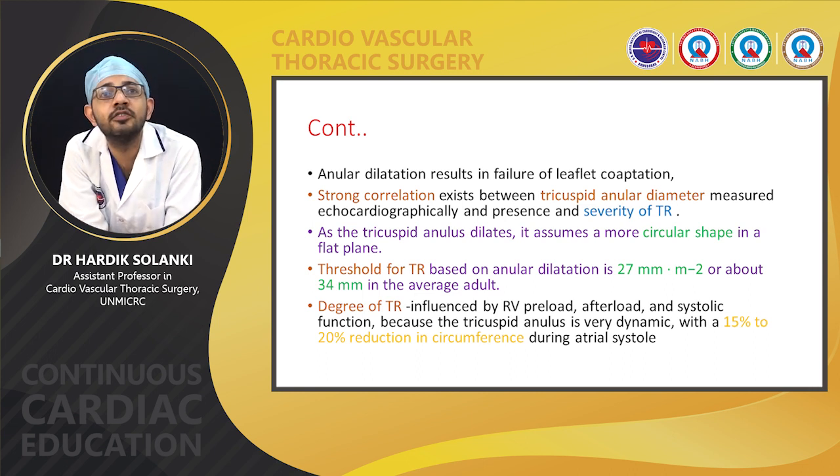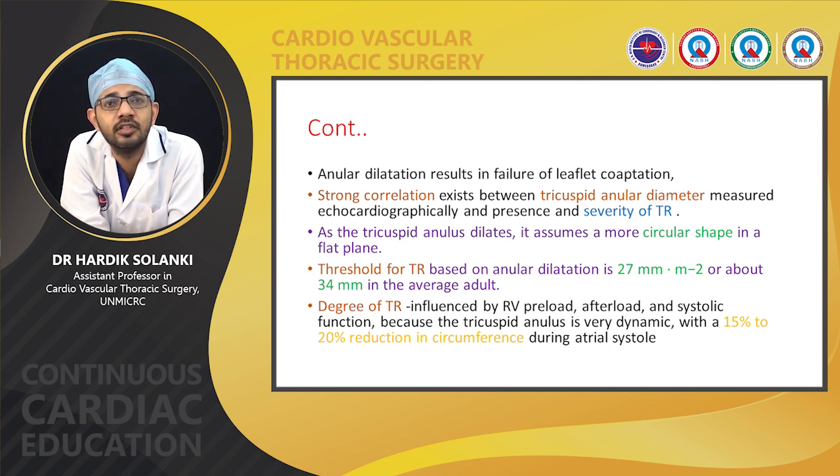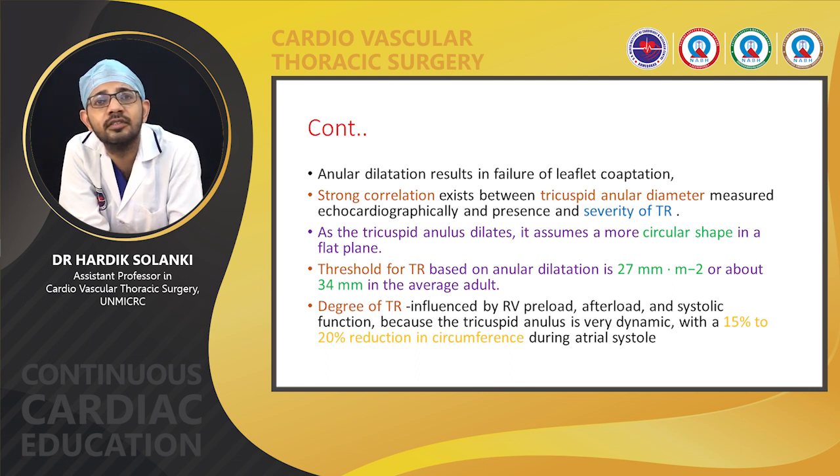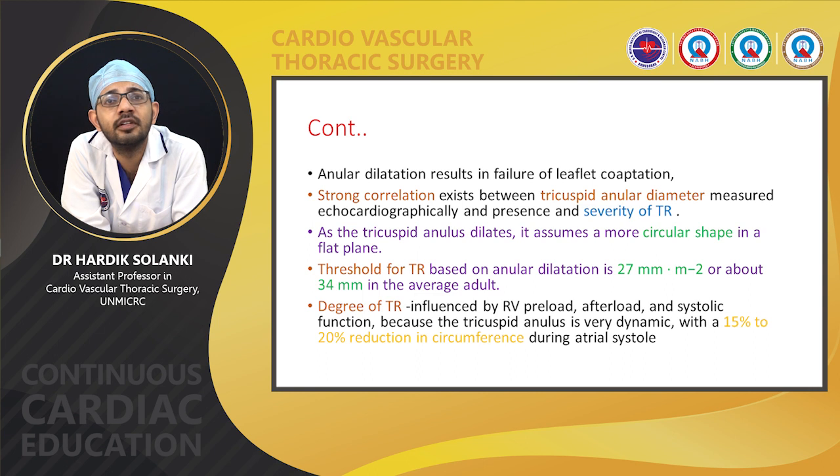As there is dilatation of the tricuspid annulus, it assumes a more circular shape in a flat plane, and the threshold for TR based on annular dilatation is 27 mm/m² or 34 mm in the average adult. The degree of tricuspid regurgitation is influenced by right ventricular preload, afterload and systolic function, because the tricuspid annulus is very dynamic, with a 15% to 20% reduction in circumference during atrial systole.